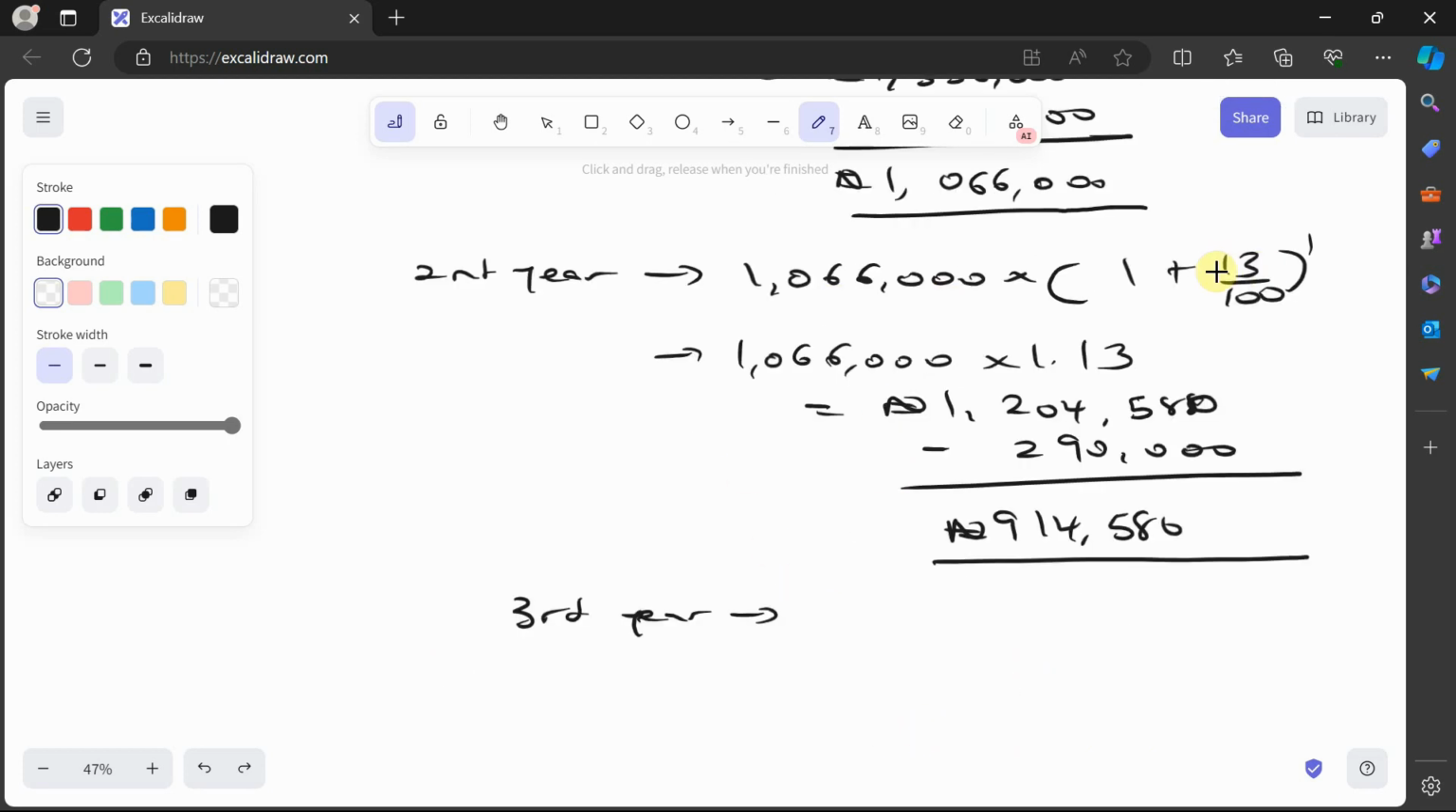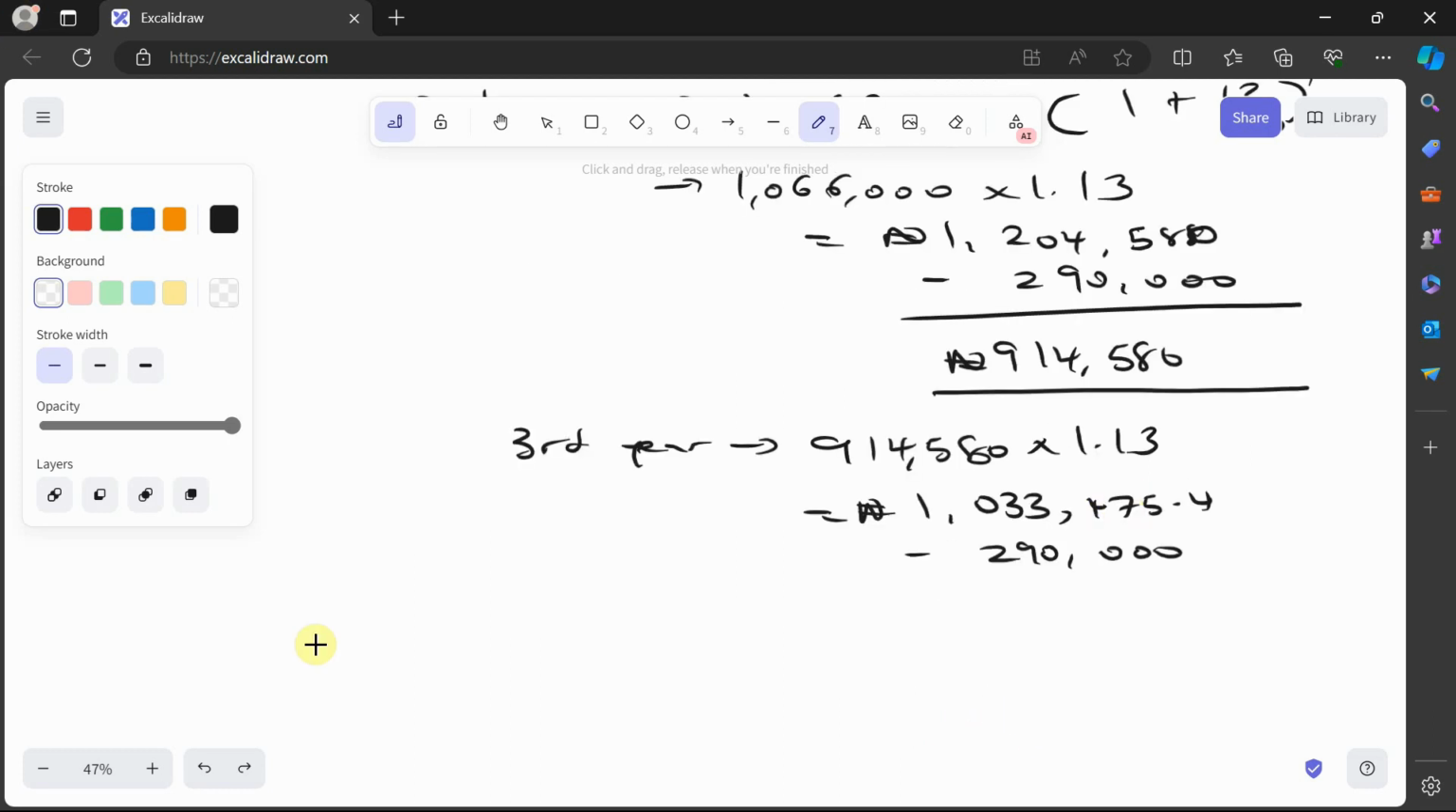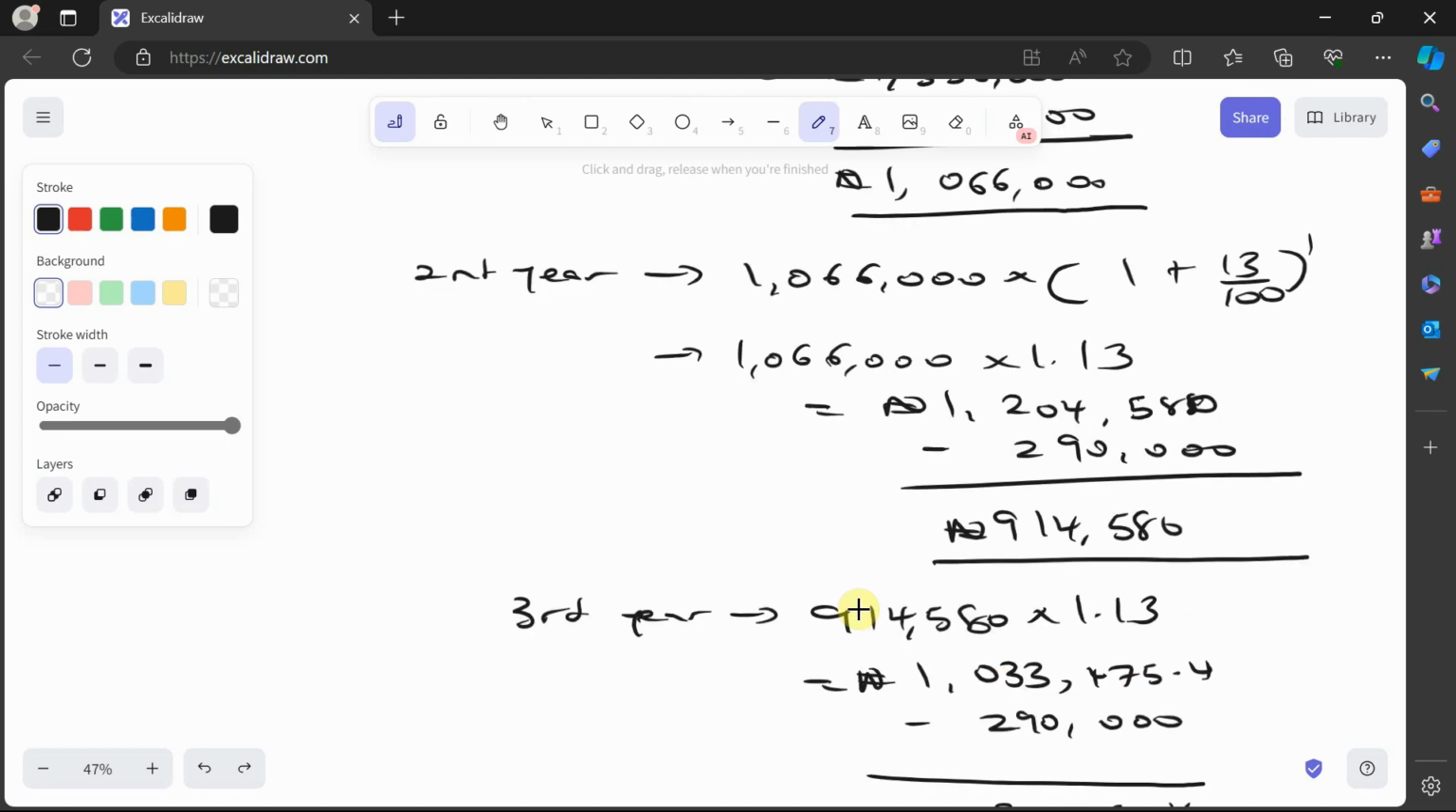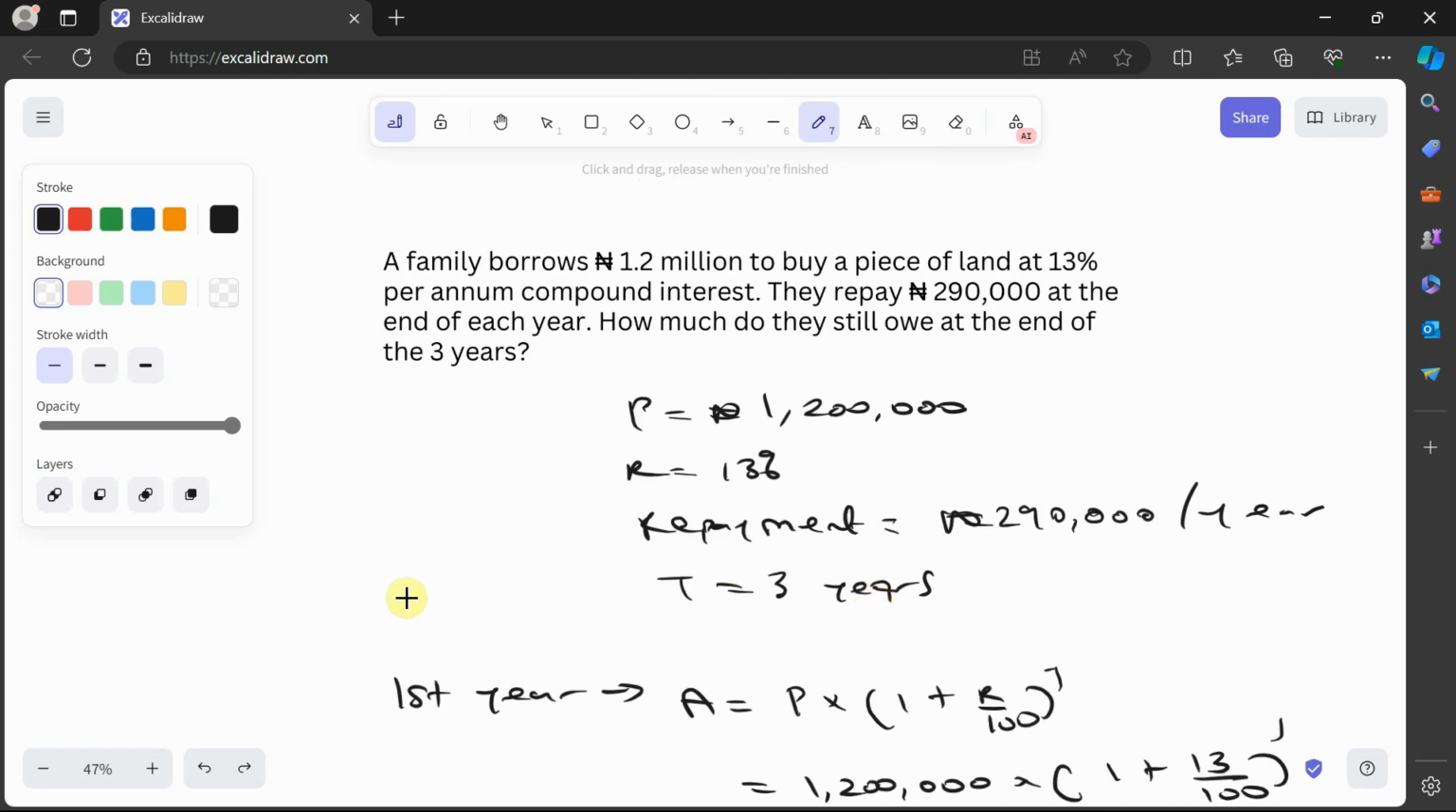So for the third year, same thing too. I'll just say 914,580 multiplied by 1.13. What would this give you? This will give you 1,033,475.4. So if I subtract 290,000 from it, that would give me 743,475.4. So at the end of the third year, they are still owing 743,475.4 naira. So you can see that with this particular question, not every question is one where you just carry a calculator and plug into the formula. You have to read the question and understand what the question is actually asking of you.